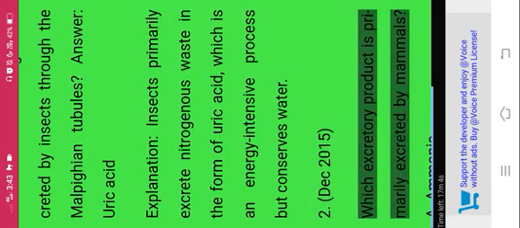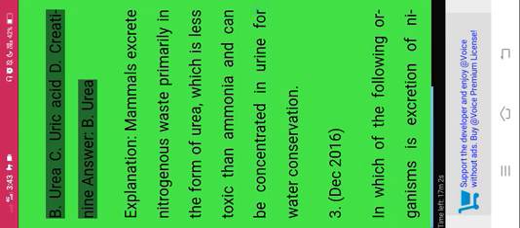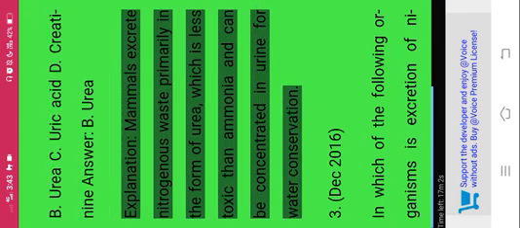Which excretory product is primarily excreted by mammals? A. Ammonia. B. Urea. C. Uric acid. D. Creatinine. Answer: B. Urea. Explanation: mammals excrete nitrogenous waste primarily in the form of urea, which is less toxic than ammonia and can be concentrated in urine for water conservation.